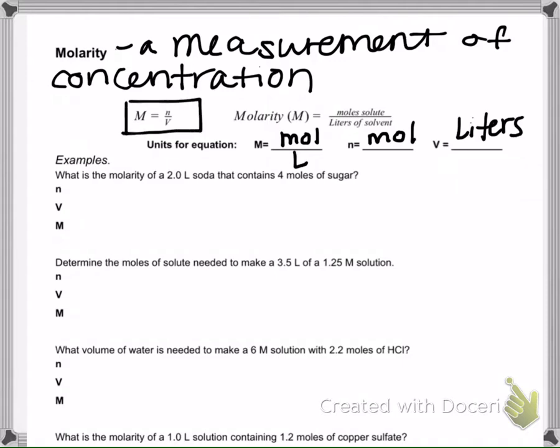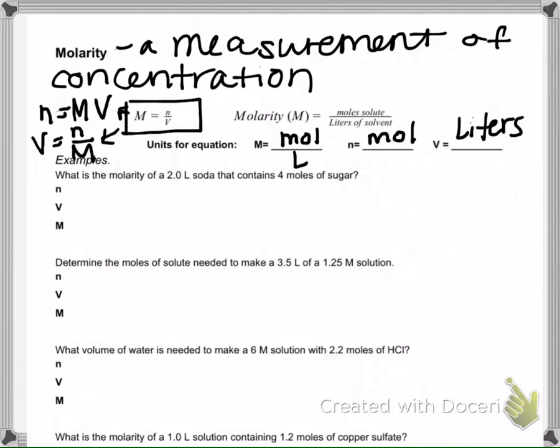This equation can be manipulated in two ways. If you're solving for the number of moles, that's just going to be big M times V. And if you're solving for volume, that's going to be n over M. So molarity times volume is the number of moles, and volume is the number of moles over the molarity. So how do we do this in a problem?